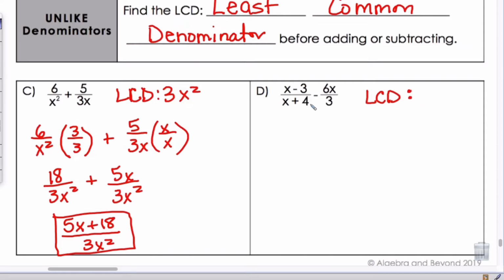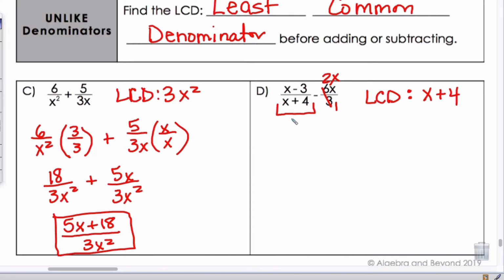First, though, I want to see if there's anything I can simplify. There is nothing here, and in this case, I actually can. 6 divided by 3 is 2. So I actually just have 2x here. Okay, so it's 2x divided by 1. So I still don't have a common denominator here, so I can see that I need to use this expression as my LCD.